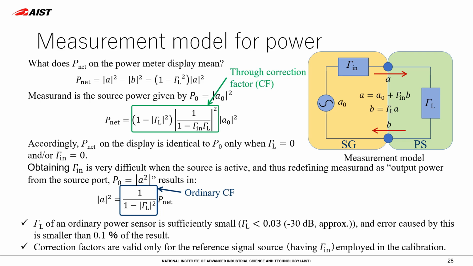Finally, the last equation is obtained, used as the mismatch model of the power measurement. Looking at the equation, gamma L and the P net affect the measured result and are considered to be the source of uncertainty.